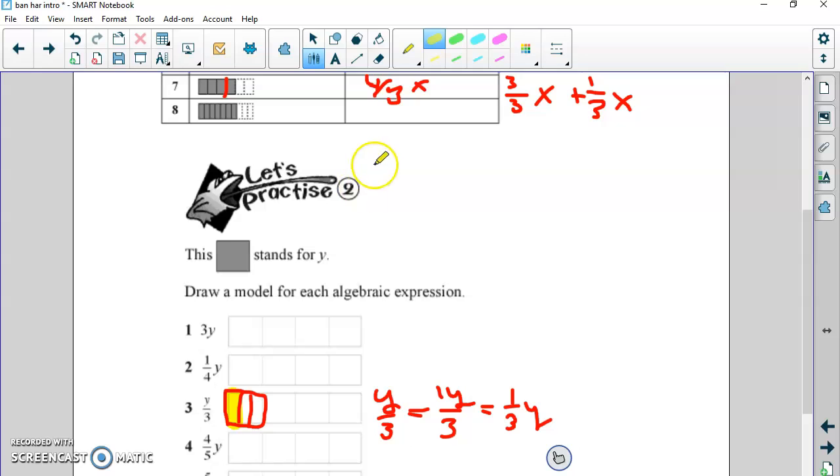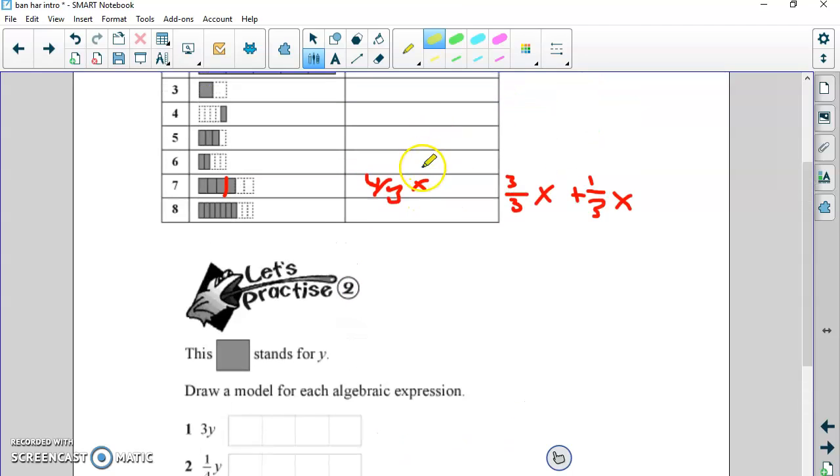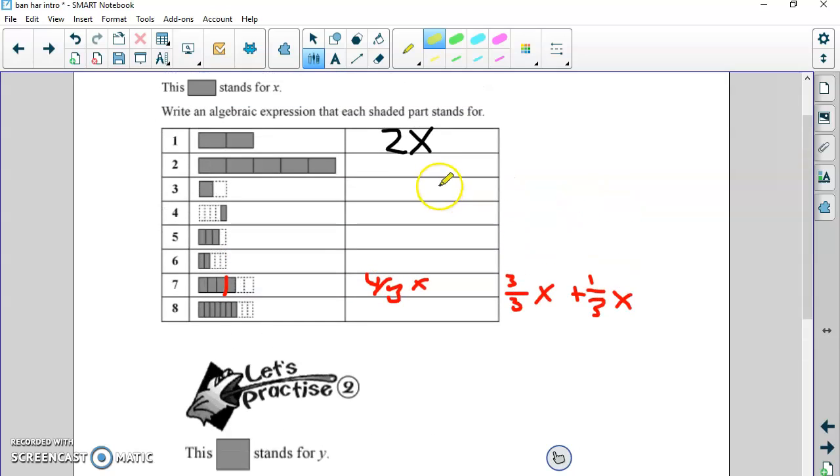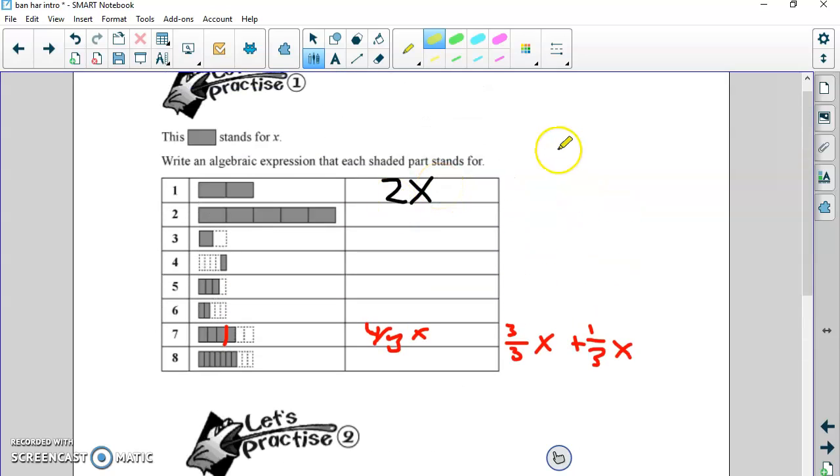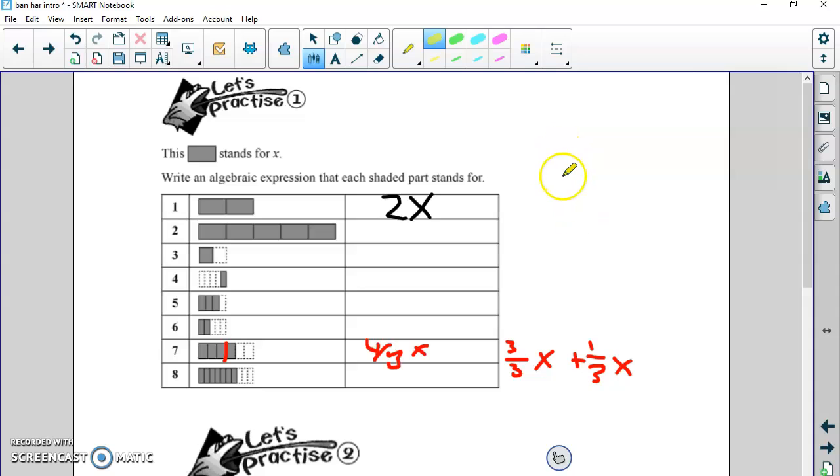Let's practice. Uno, dos, anda. Okay. Spanish, French. All right. So you're going to finish this, and then that's it for today's lesson.